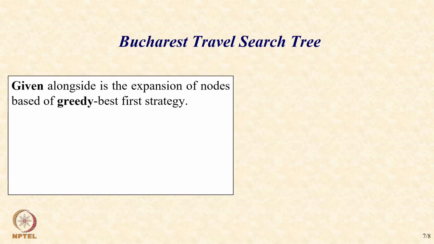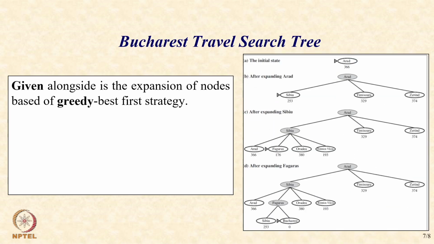Now, let us look at how the greedy best first strategy would expand the nodes. It will first start with Arad, look at the various successors and their distances to the destination, and you find that the lowest distance is Sibiu. So, you latch on to Sibiu. Then you go and look at all its successors.